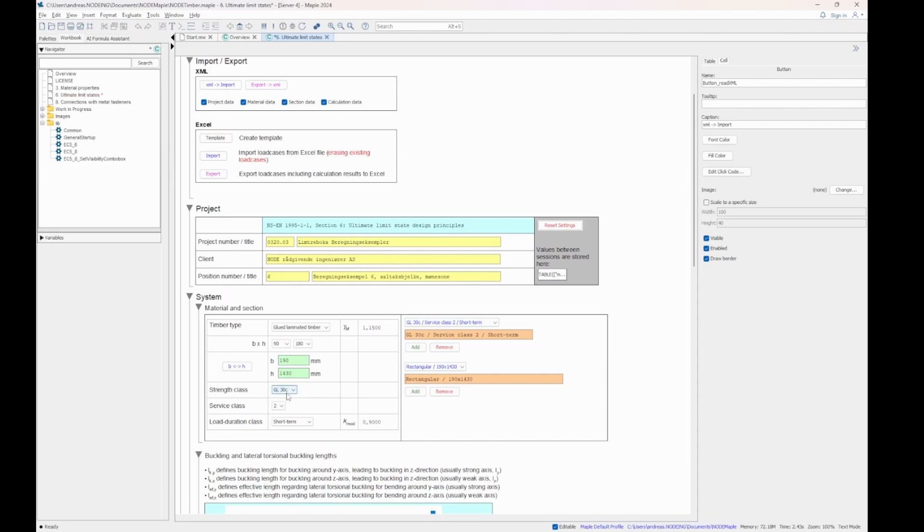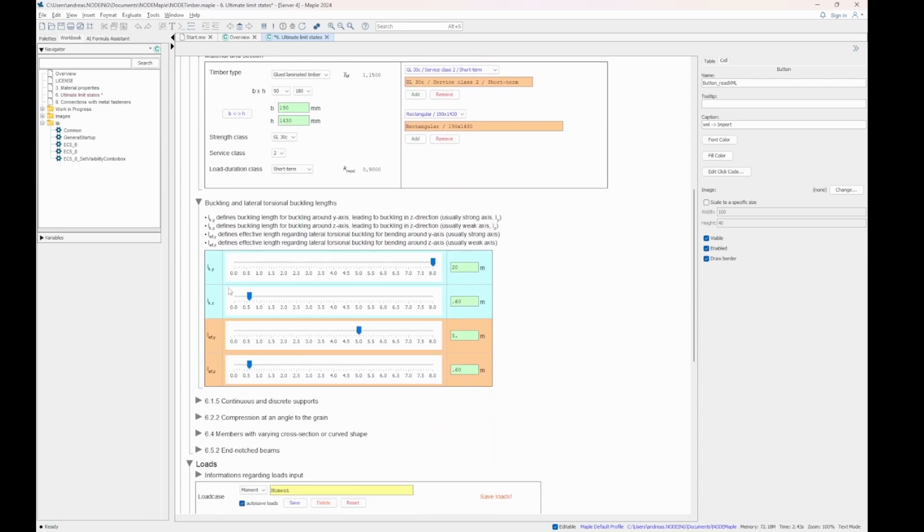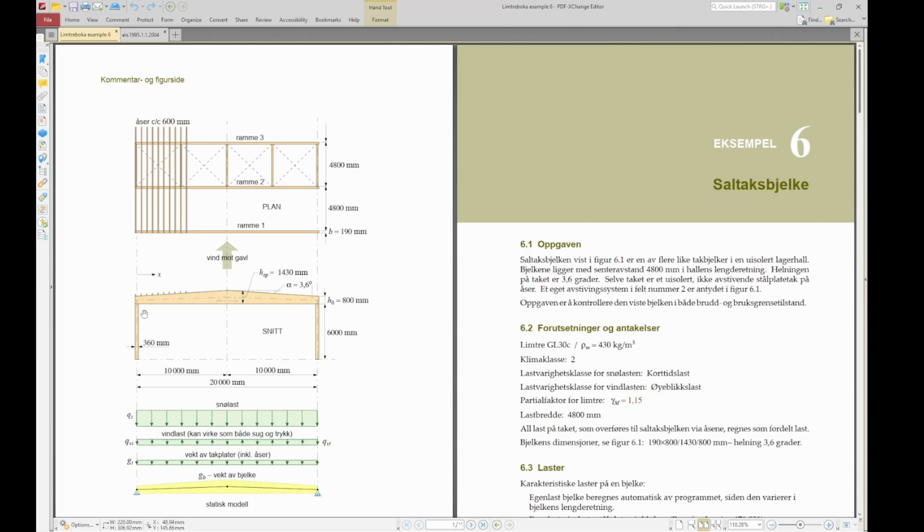1430 millimeters. We do have the strength class, service class, and load duration classes. And the next thing is the buckling length. In that case, it's not really important because we don't have any compression at the beam, while the lateral torsional buckling, of course, is interesting. Around the big axis it's no problem, but across the weak axis we need to define the distance of the compression system.